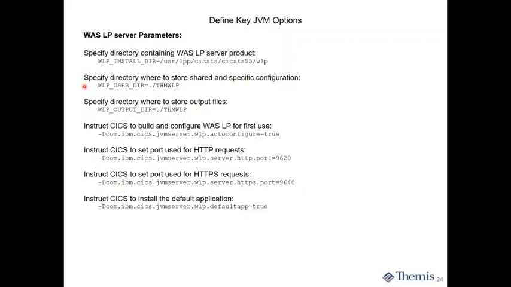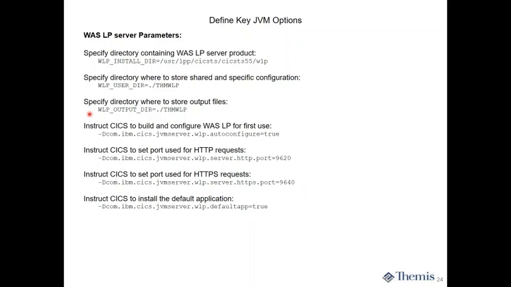I need to provide it a directory name to restore what's called shared or specific configurations. Notice it's the name of the JVM server that I define. So it's whatever the current directory is, that's the period. And then it's going to be that CSS T0, and within that you'll see a THM WLP directory.